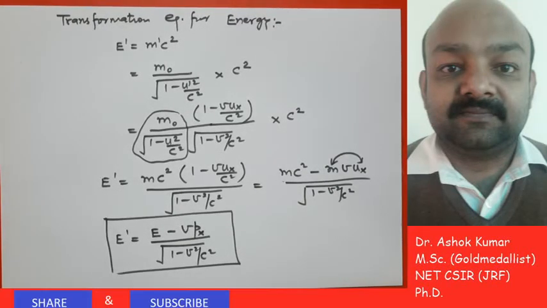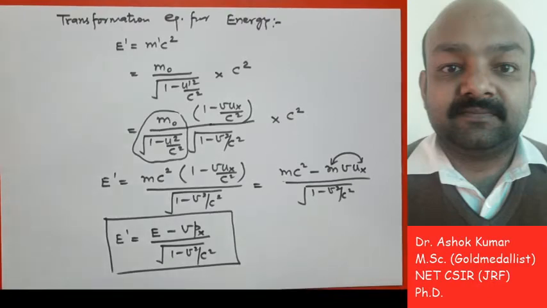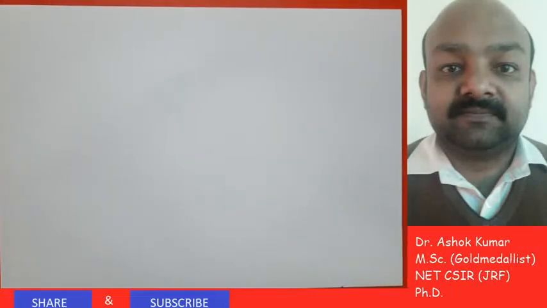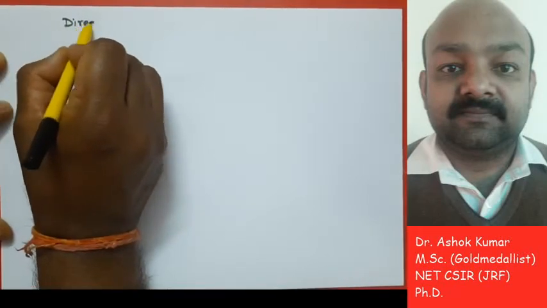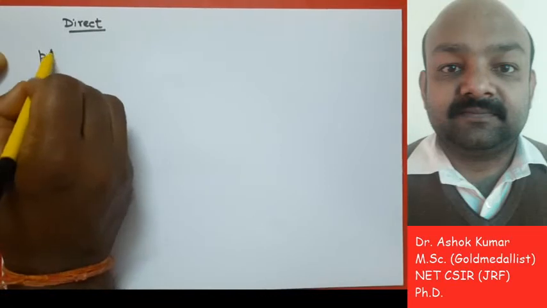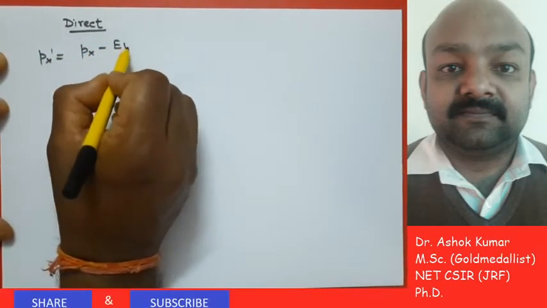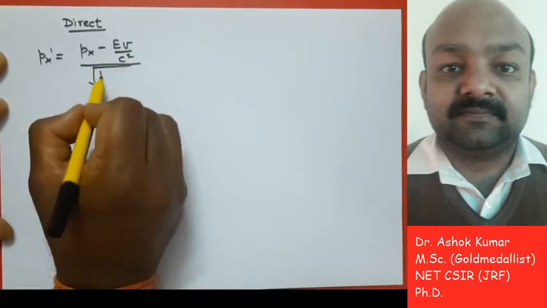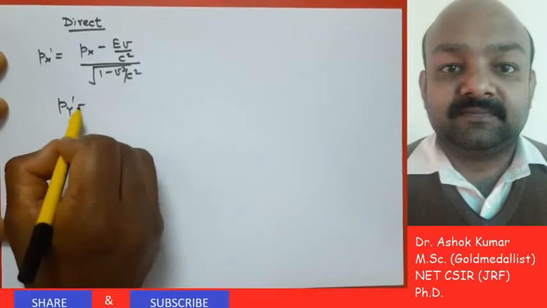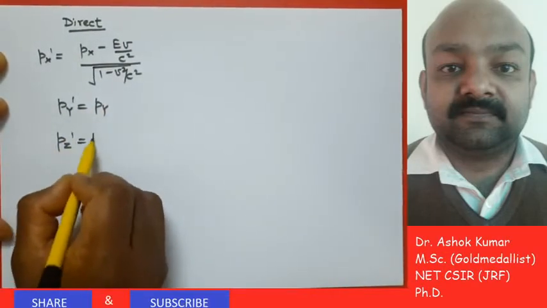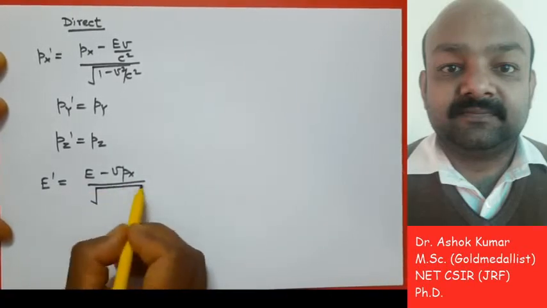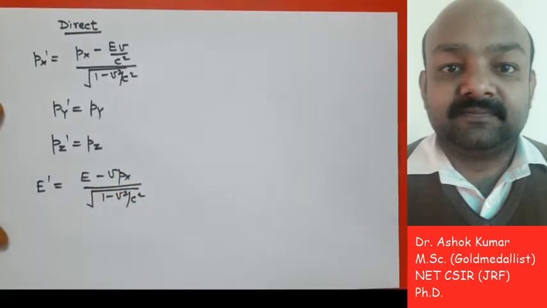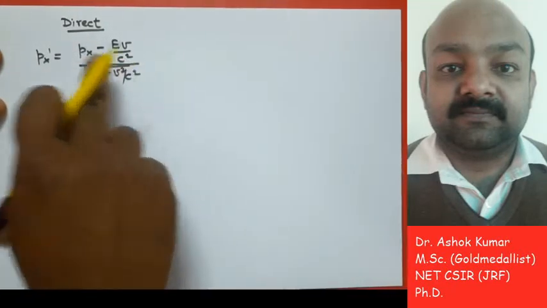So dear friends, now we have derived 4 equations, 3 equations for momenta and 1 equation for energy. Now we write these equations collectively as the direct transformation equations that we have derived, that is px dash, px minus ev by c square, py dash, pz dash, e dash. These transformation equations correlate the parameters of the S frame to the S dash frame.